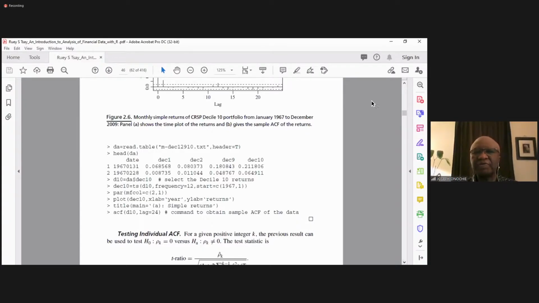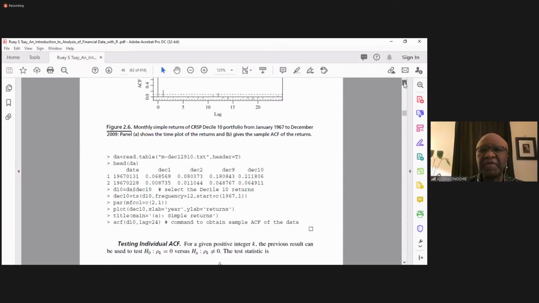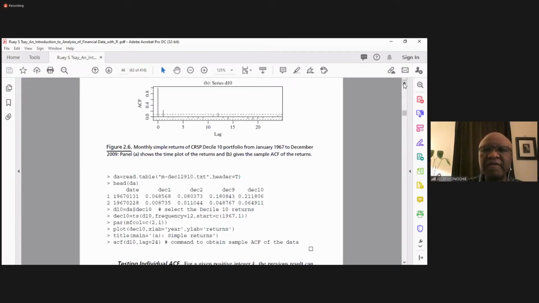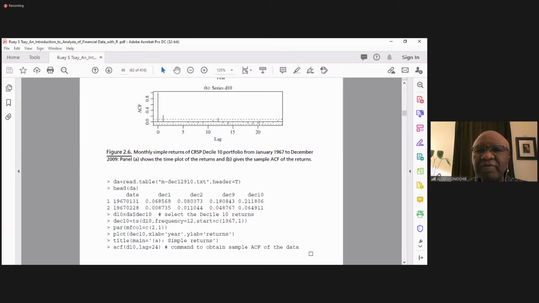Okay, so we get the autocorrelations at different lags here, up to lag 24. So here we plot at each lag up to 24 the autocorrelations. You see that? We're not joining the points. We just plot the points here, and we connect them with a straight line down, and so on and so forth.